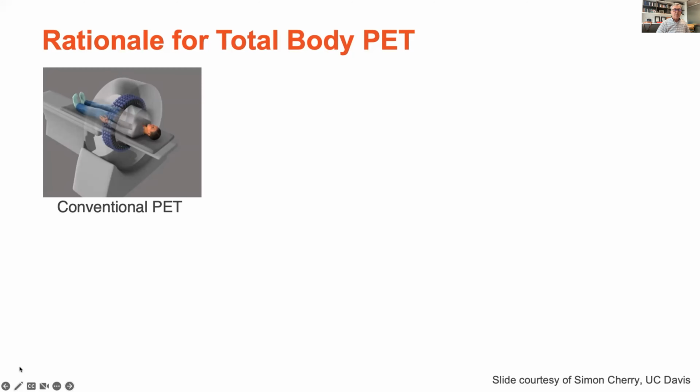For the first couple of slides, if you've heard me give this talk before, this will be a little repetitive. For those who haven't: when we do a PET scan using a conventional PET scanner, we have a series of detector rings that surround the patient, and typically those rings cover an axial field of view of about 20 to 30 centimeters. That's enough to image a single organ at a time.